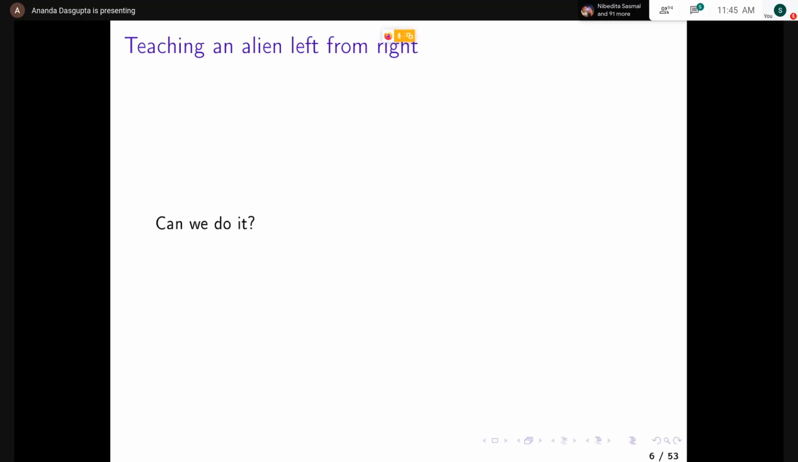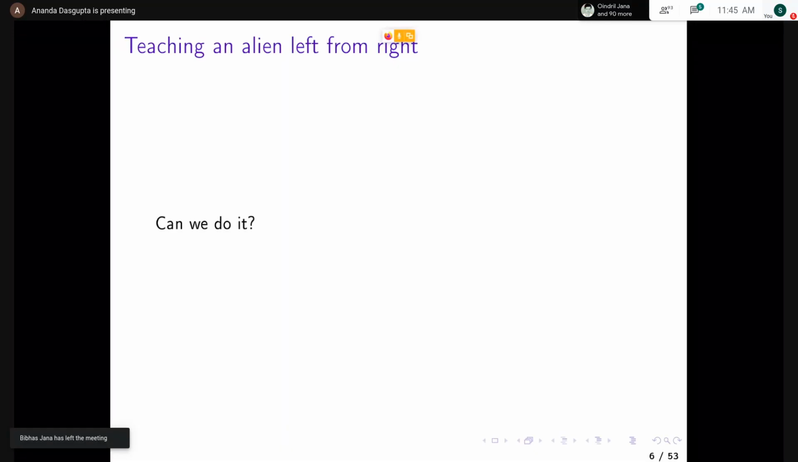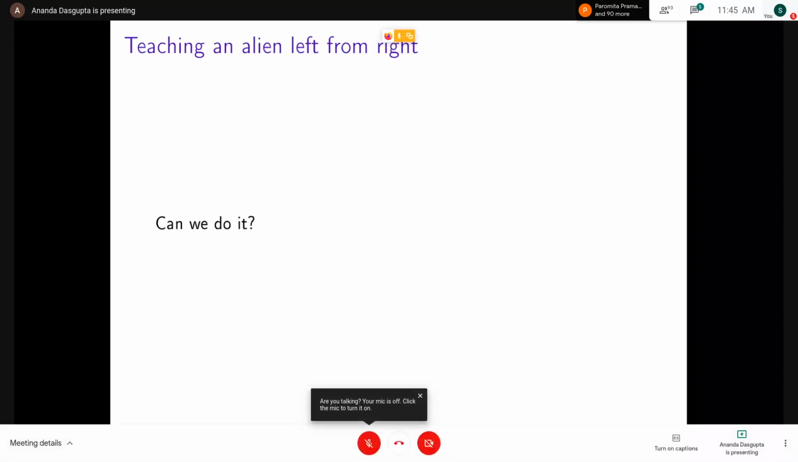And given the fact that most people think that left and right are very different, and almost 99.99% of human beings have no difficulty in distinguishing left from right, this seems to be a very, very simple thing to do. But we are still asking the question, can we do this? And before that, why should we even bother doing it?